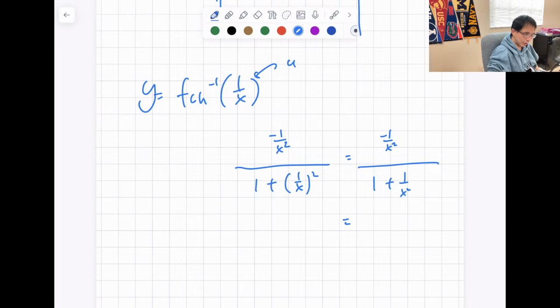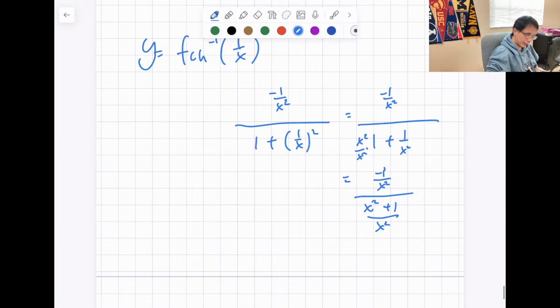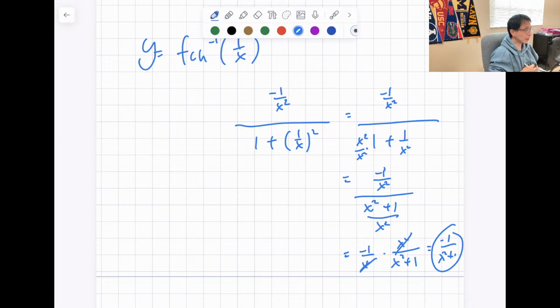So you're gonna multiply this side by x squared over x squared. So that is gonna be -1 over x squared plus 1 over x squared. And then -1 over x squared times x squared over x squared plus 1. So this will cancel out. That's -1 over x squared plus 1. So yeah, please don't break math, Adam. And that's okay because I happen to see it.